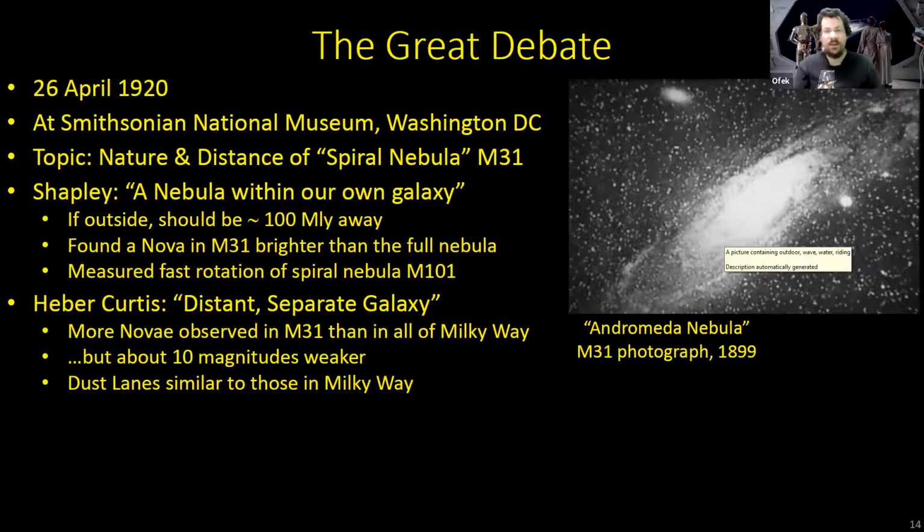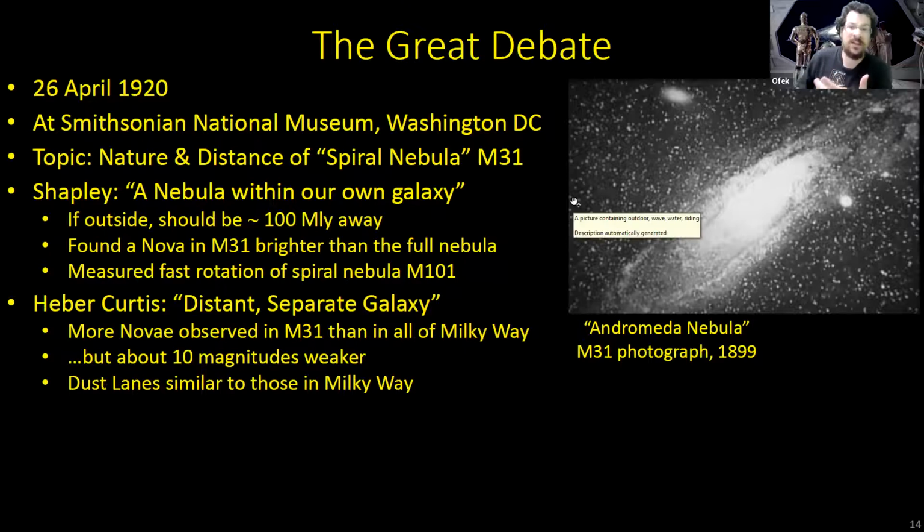Impossible at the time to think of what would be so energetic to outshine a full nebula, or today we would say to outshine a full galaxy. So that was an argument against this being far away. If it's closer, then it's easier to explain. It's a local object, and there's a nova in it, which is somewhat bright. It's as bright as a full nebula, but not as a full galaxy way off in the distance.